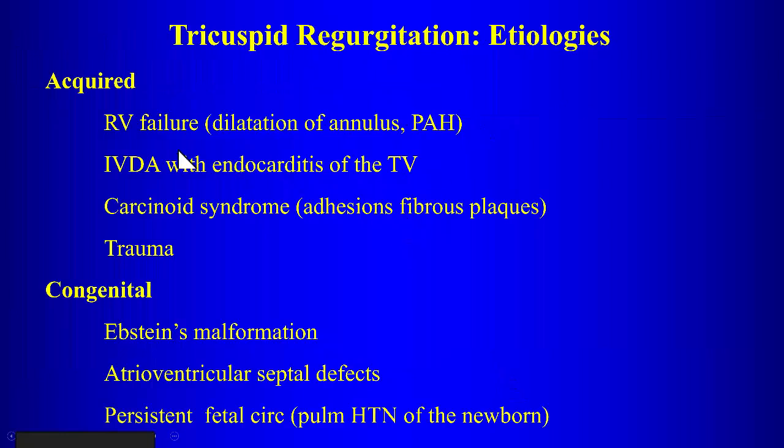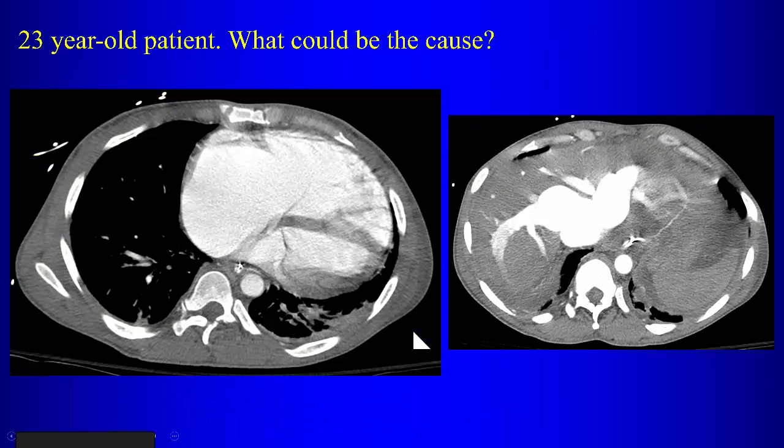So there are causes of tricuspid regurg. Right ventricular failure will cause dilatation of the annulus, so that can occur from pulmonary hypertension. So almost all patients with pulmonary hypertension do develop tricuspid regurgitation or significant tricuspid regurg. So IVDA, endocarditis, trauma is rare, and then some other things here. Congenital causes, Epstein's, AV canal defects, pulmonary hypertension in newborns, although those are unusual, but Epstein's especially.